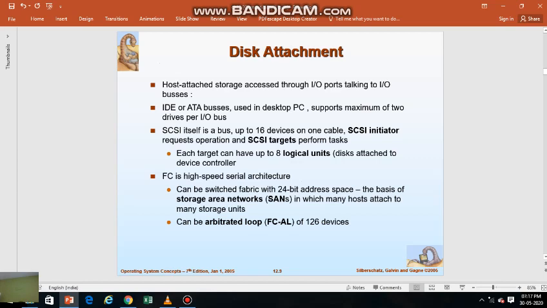In the storage area network, this is a fabric. Here we can have a 24-bit address space, meaning 2 raised to the power 24 addresses, which may host many storage units. And in the arbitrated loop, we can have 126 devices supported. So in this way, we have the host attached storage access.